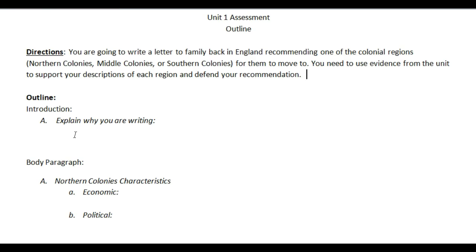So the first part of the outline is the introduction. The introduction can be short. It should only consist of a sentence or 2. You are going to explain why you are writing. Again, look at the directions. I am writing to recommend one of the colonial regions for you to live in.